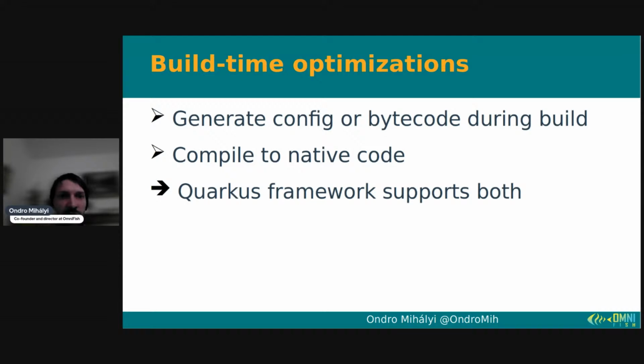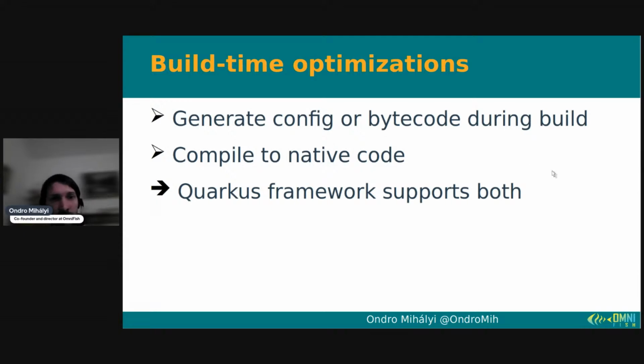And then it makes sense to shift this to build time, so that at build time, you basically process this configuration and generate some optimized bytecode that already has this information and can be executed right away without scanning annotations, opening files and parsing JSON or YAML files.